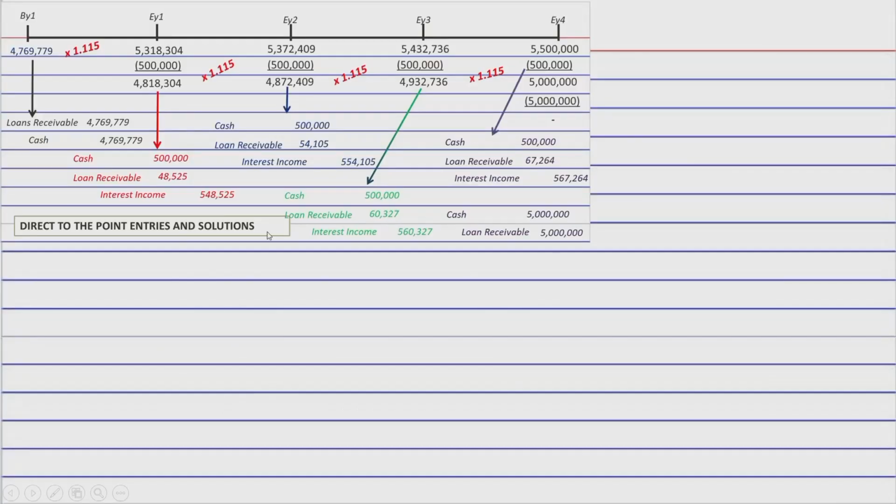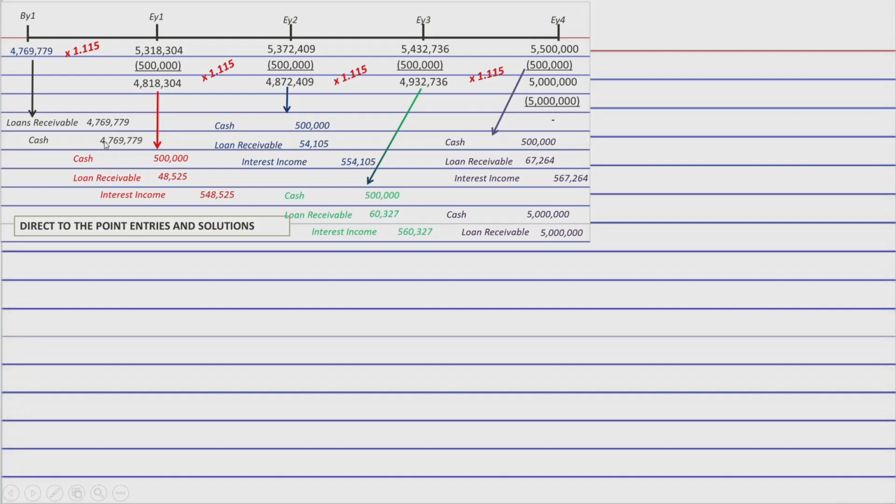So again, these are the direct to the point entries. Let's go with the initial entry. In the direct to the point entry, the beginning entry is just debit loans receivable and then credit cash for the net amount already, which means it's the principal deducted with the origination cost received from the borrower, and of course, the initial direct cost incurred by the creditor has already been added. So it's as simple as that.